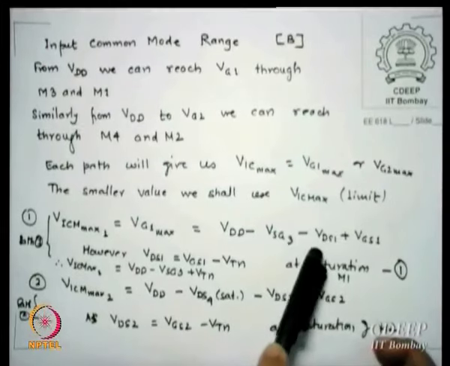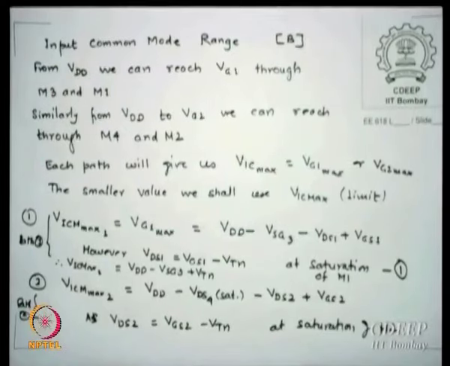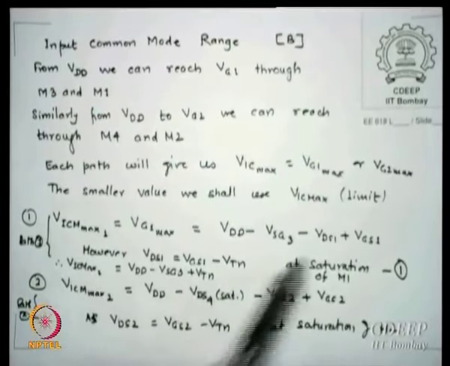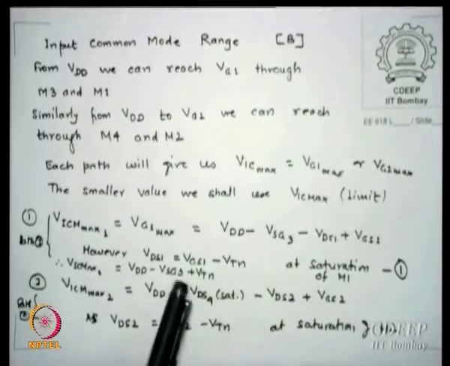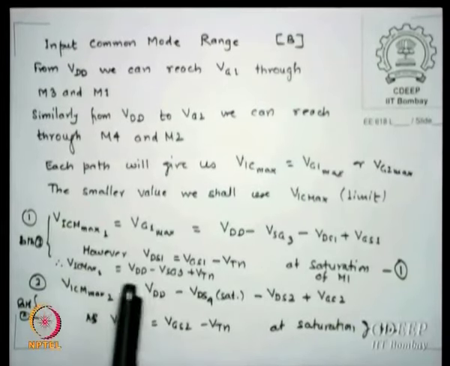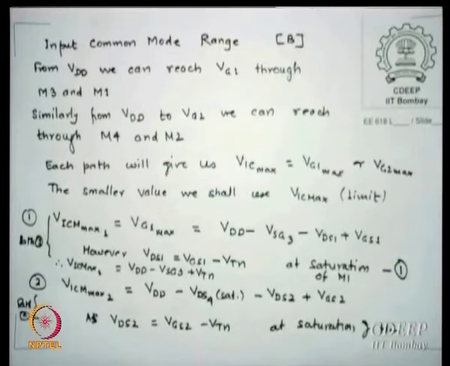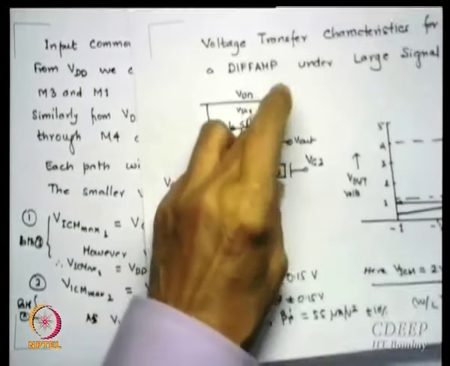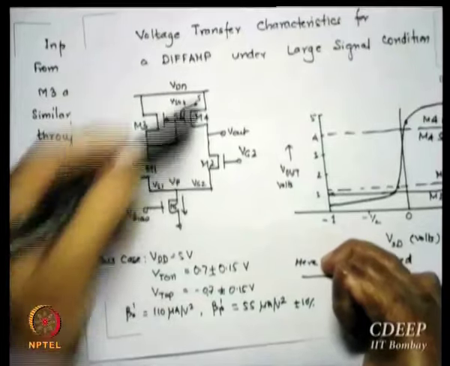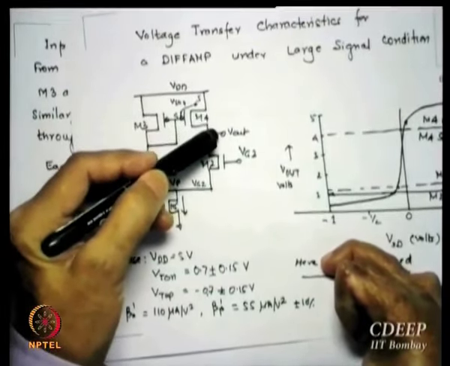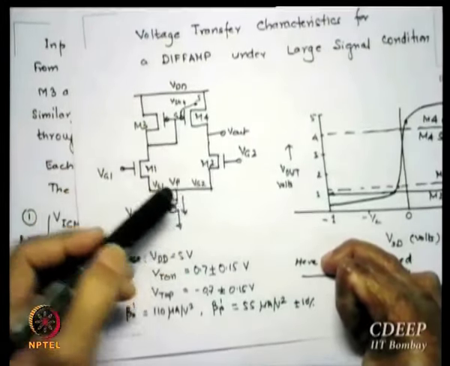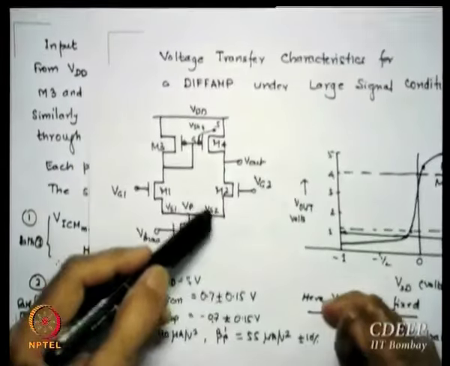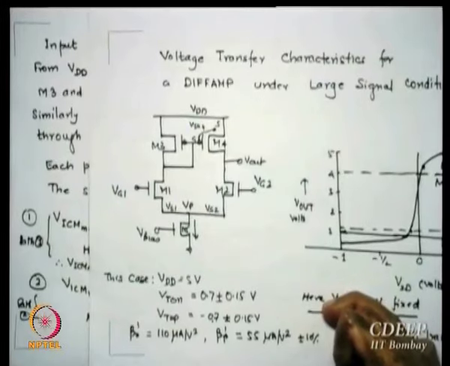What did I say? I have substituted VDS1 in terms of VGS1 minus VT, and then that VGS1 cancelled and only this minus this cancels and VT became positive. So VIC maximum 1 is VDD minus VSG3 plus VTN. The other path, which is path 2, is VDD minus VDS4, this minus this drop, so you reach this output minus VDS. What is the other path? I come here VDS4, VDD minus VDS4 minus VDS2, once I reach here I just add VGS2 to come here, or VGS1 to come to the other side, is that correct?